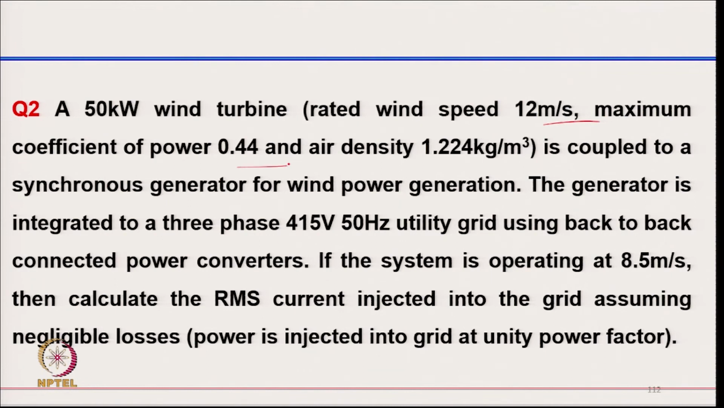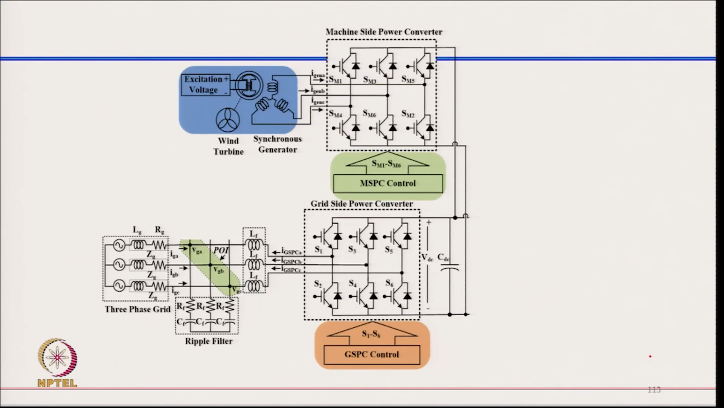Now, coming to the second example: a 50 kilowatt wind turbine with a rated wind speed of 12 meter per second, maximum coefficient of 0.44 and air density of 1.224 kg per meter cube is coupled to a synchronous generator for wind power generation, and the generator is interfaced to a 3-phase 415 volt 50 hertz utility grid using back to back connected power converters. If the system is operating at 8.5 meter per second, then calculate the RMS current injected into the grid, assuming negligible losses, and the power injected into the grid at unity power factor.